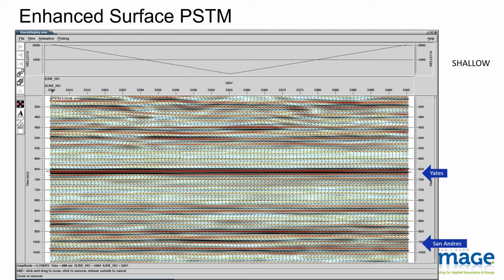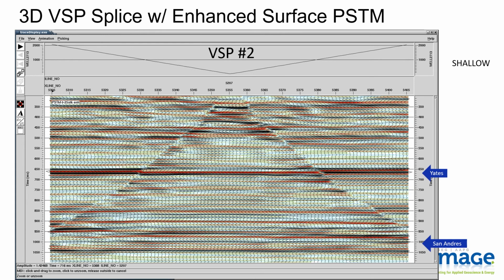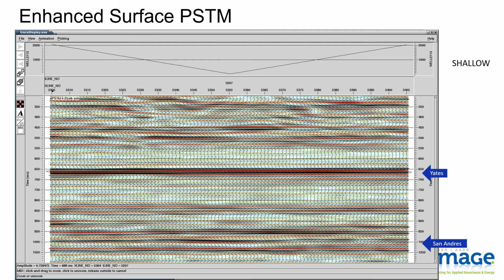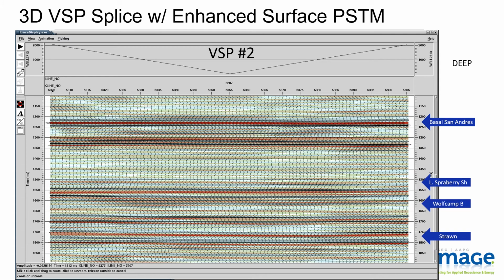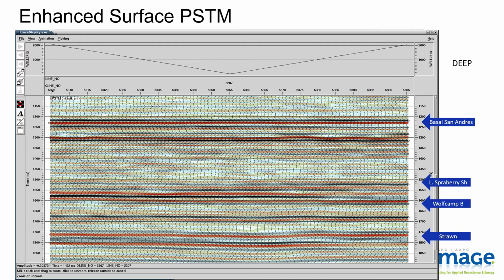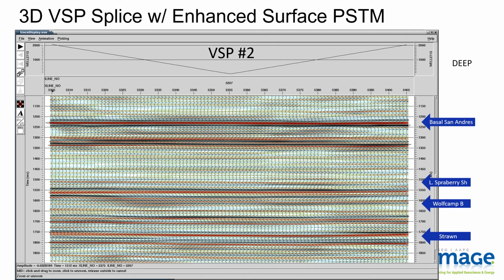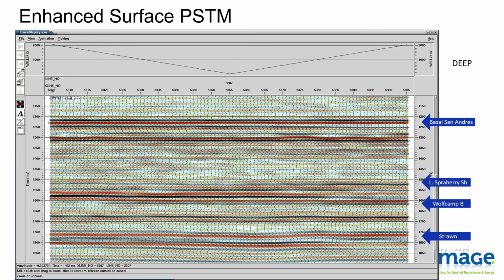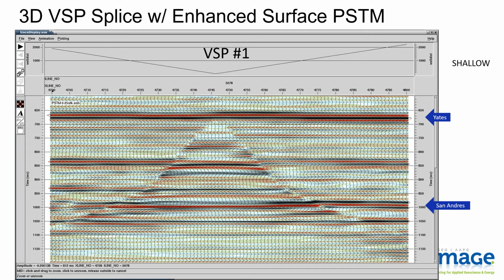And here's the equivalent surface seismic image. I'll toggle back and forth a few times to compare. And here's the VSP image in the deeper section. And this is the surface seismic. Now let's look at the same comparisons at VSP number 1.